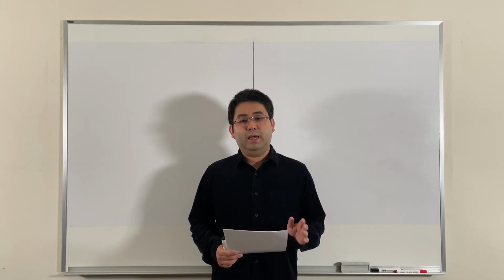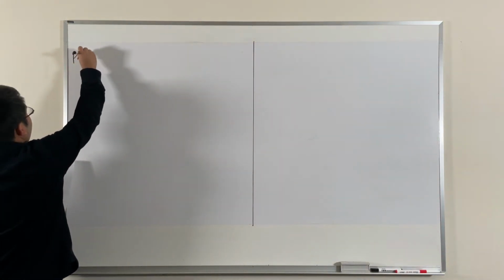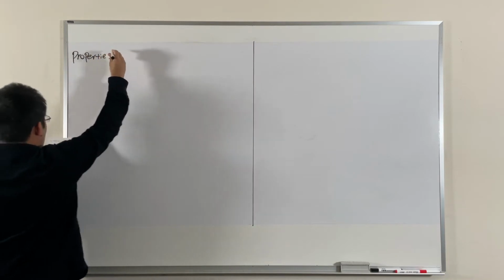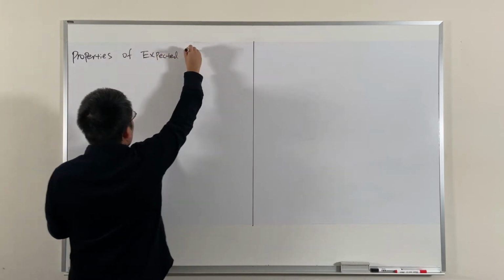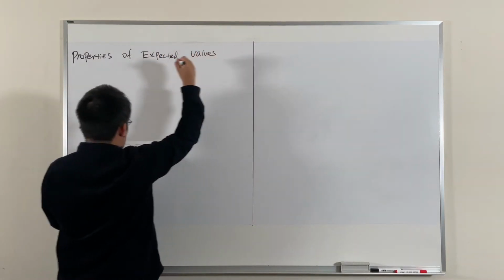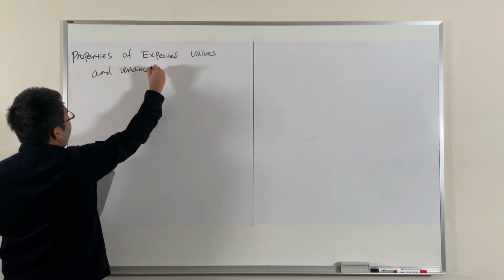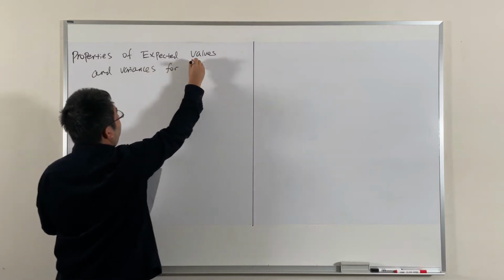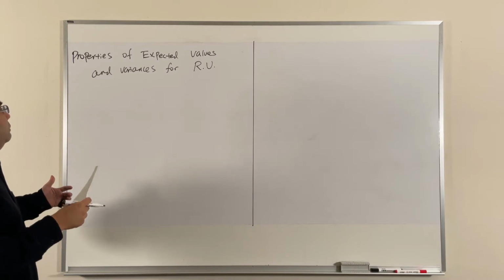Hi everyone, in this video I'm going to talk about the properties of expected values and variances for random variables. Topics: properties of expected values and variances for random variables. Okay, so I'm going to do this case by case.